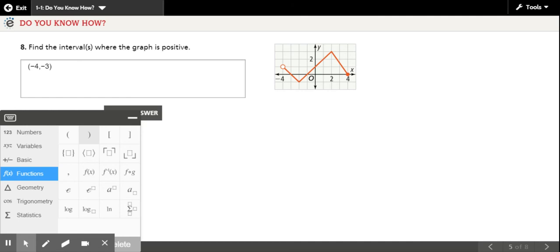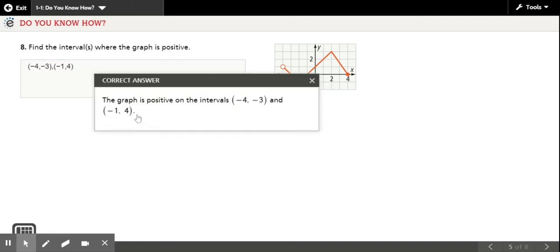The second part would be from -1 all the way over to 4. So I'm just going to use parentheses. -1, comma 4. All right, let's check that out. So -4 to -3, and then -1 to 4. We're good.